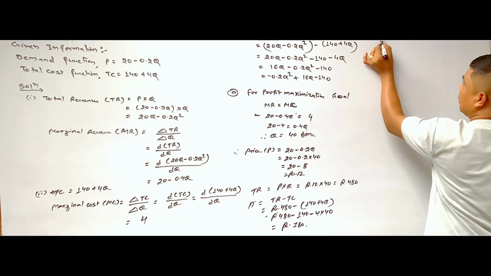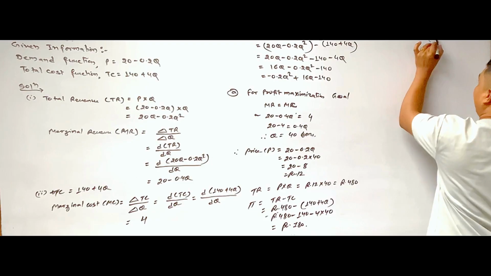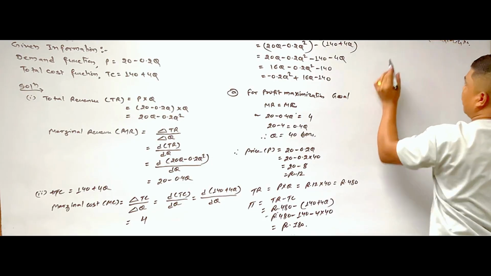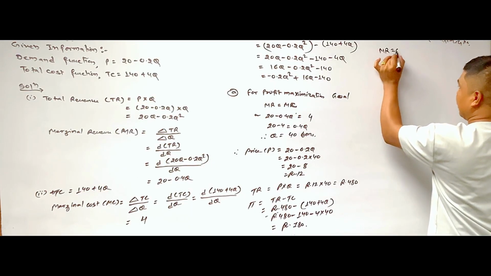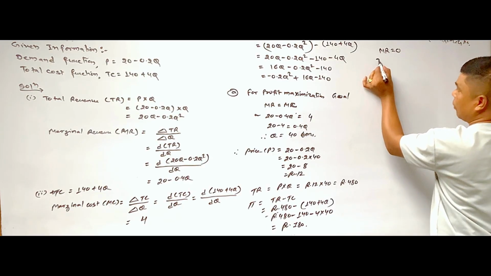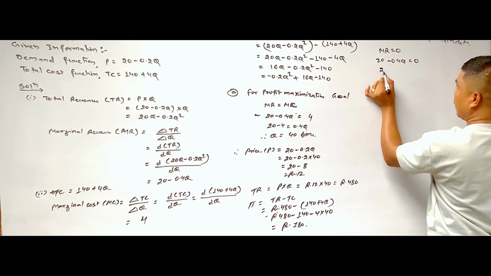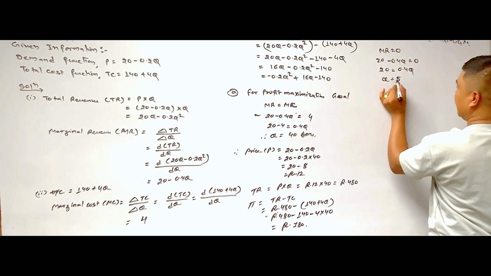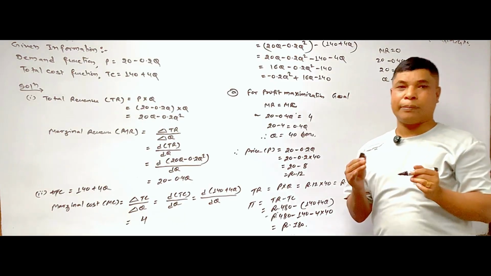B. For sales revenue maximization, the condition to be satisfied is marginal revenue equals 0. The marginal revenue function is 20 minus 0.4Q equals 0. 20 equals 0.4Q. Then Q equals 50 units. At 50 units, the firm can achieve the maximum sales.